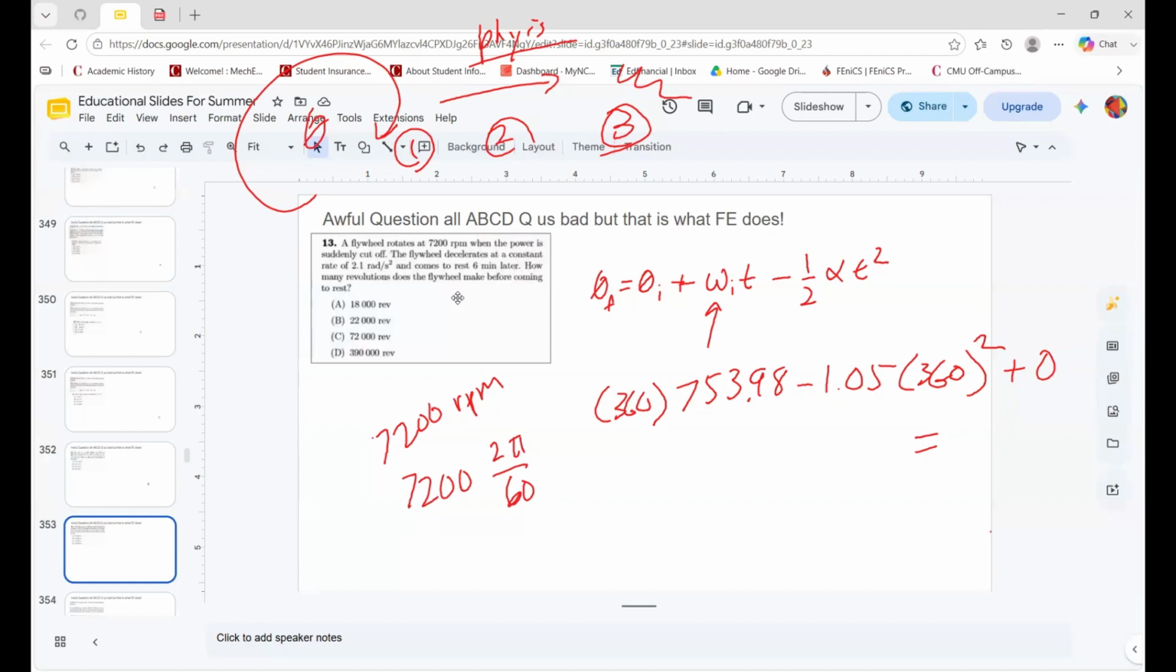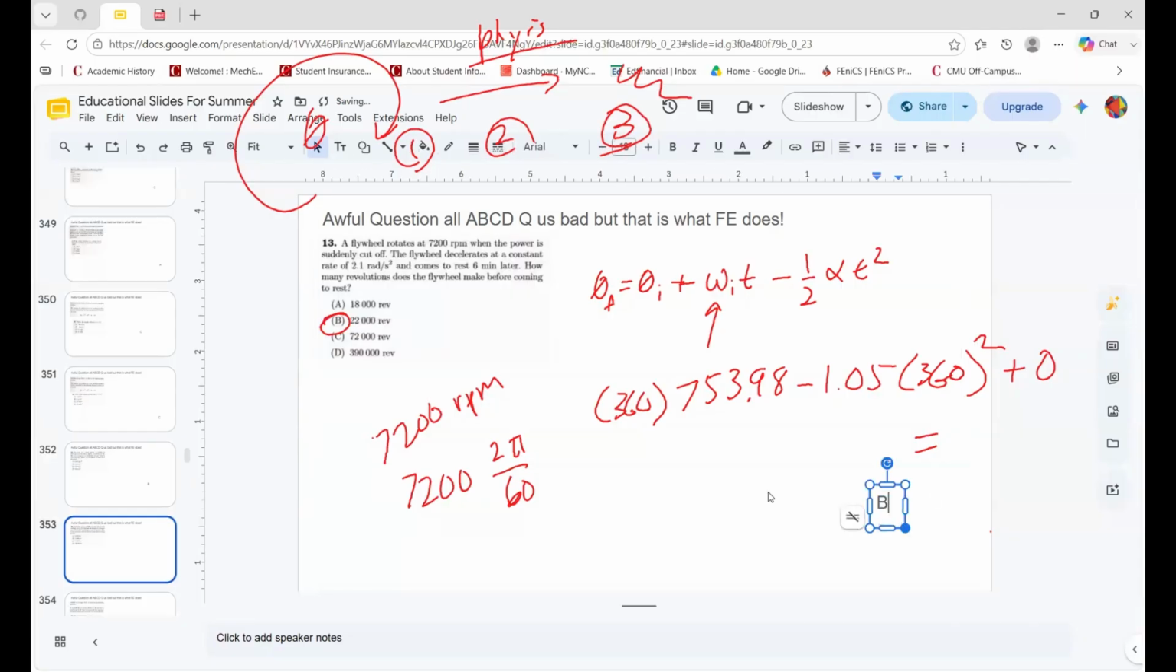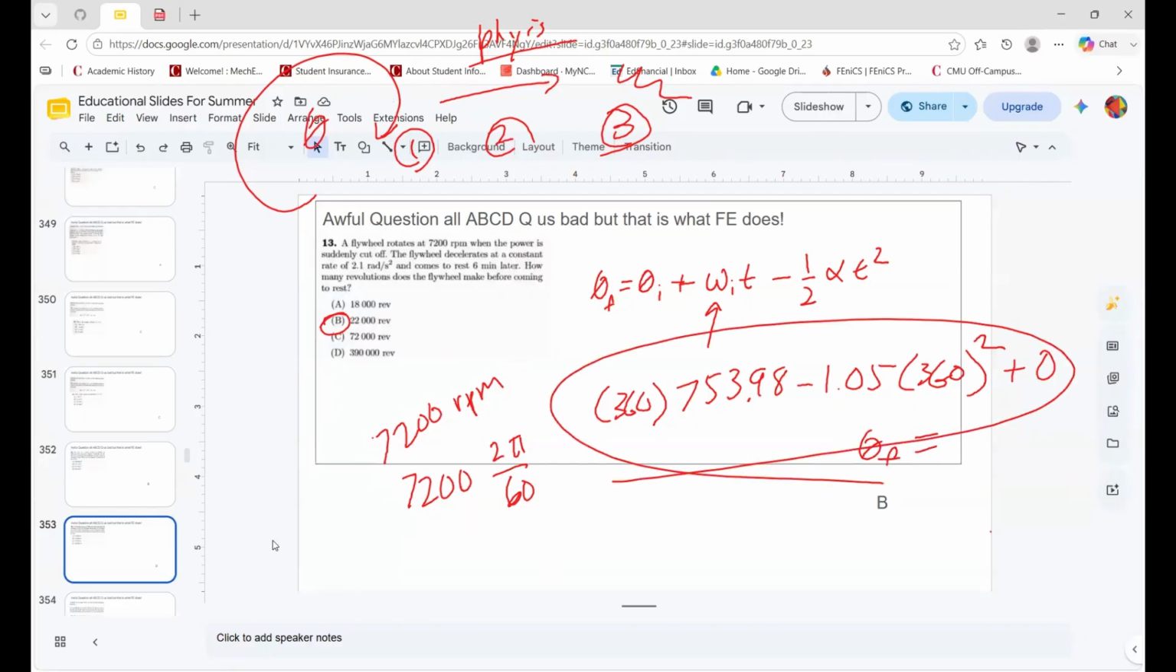Okay, I get 215, which is about B. I'm going to lock that in. 13 would be B, in my opinion. Yep, I hope I'm right. I don't think there's a mistake. So let's just plug in that, and you get data F basically. So that's how you do it. Okay, so we did that one.